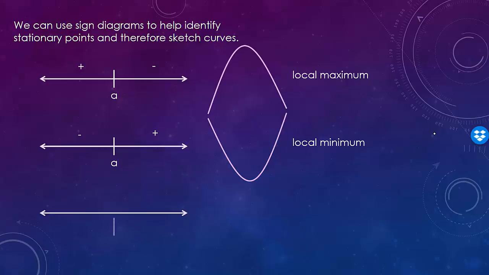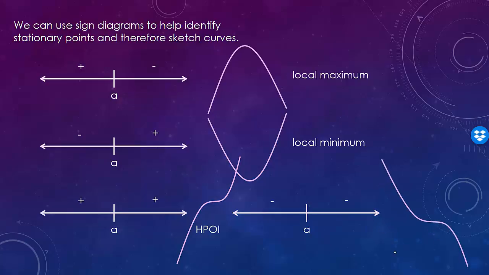Then if we have the situation where at A, we've got positive followed by positive, and remember this is 0, that's why there's a line here, that's got to be a horizontal point of inflection that goes this way. Positive, 0, positive. So that's a horizontal point of inflection. Remember, they're also called stationary points of inflection. Of course, that also works if we have negative, 0, negative. It's just that it slopes down the other way.